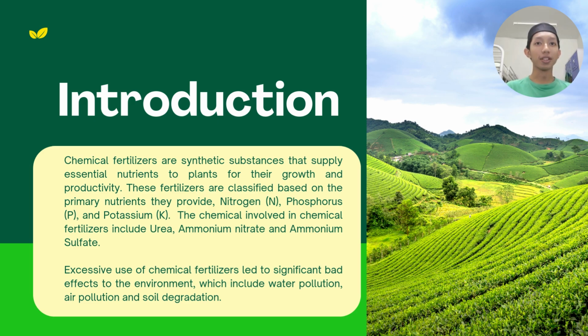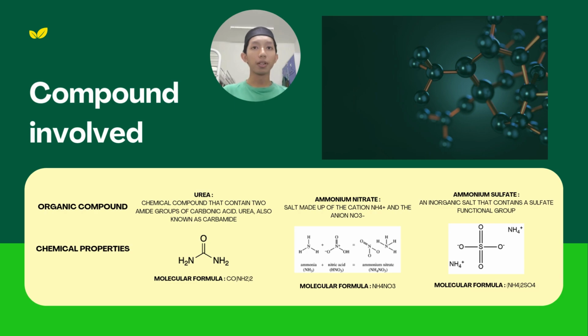I will introduce chemical fertilizer as a synthetic substance that supplies essential nutrients to plants for their growth and productivity. These fertilizers are classified based on the primary nutrients they provide, such as nitrogen, phosphorus, and potassium. The chemicals involved in chemical fertilizer include urea, ammonium nitrate, and ammonium sulfate. Excessive use of chemical fertilizer leads to significant bad effects on the environment, which include water pollution, air pollution, and soil degradation. So these are the compounds involved.